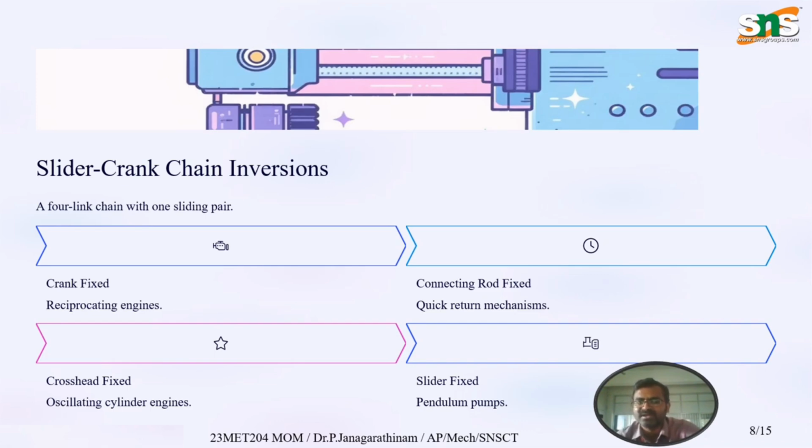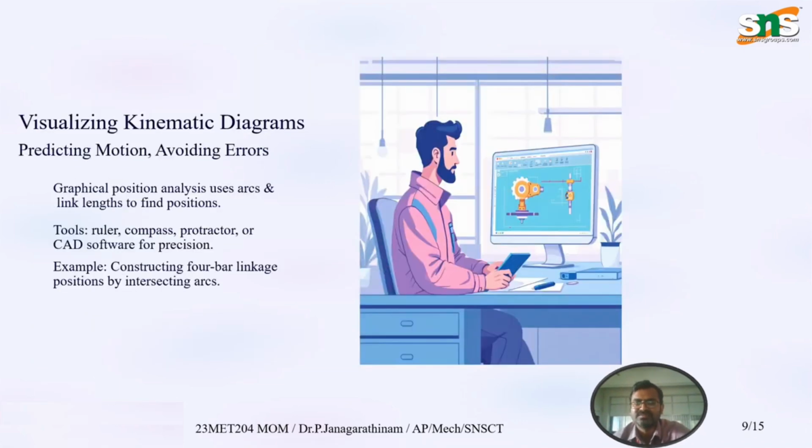Next, what are the slider crank chain inversions? The first one is the reciprocating engine mechanism, the next is the connecting rod fixed quick return mechanism, the crosshead fixed oscillating cylinder engine mechanism, and the slider fixed pendulum pump mechanism, along with other varieties with different fixed points of the 4-bar mechanism and slider crank inversions. So these are all the different inversions.